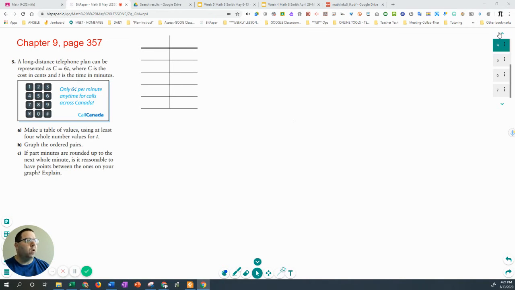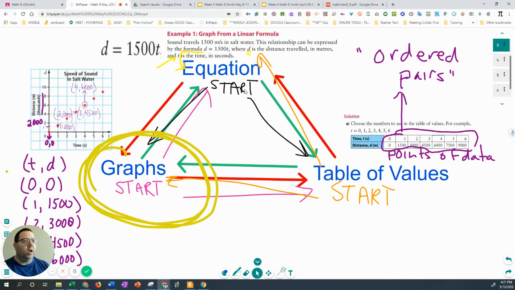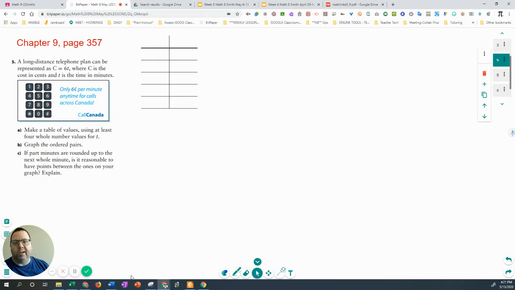If you remember from the last video, I was trying to show you, look how beautiful that is. I was trying to show you how the equation relates to the graph, relates to a table of values, and vice versa, and you can go any direction. Okay, so let's read this thing out.